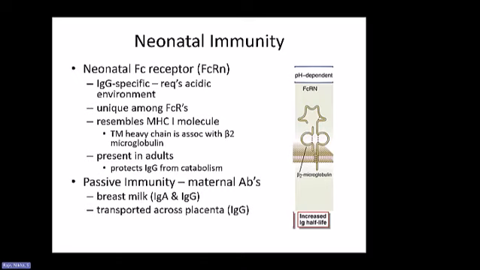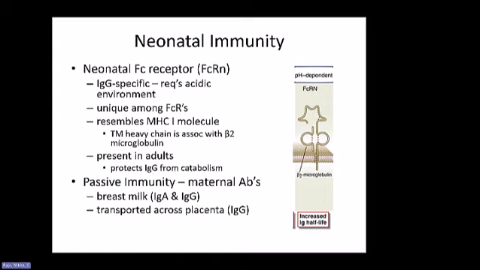Another one that I wanted to talk about is FcRn. N stands for neonatal receptor. It's the Fc receptor that is used for passive immunity. It helps with binding to IgG and keeping it from degradation for a longer time. That's how immunoglobulin G gets a longer half-life compared to other immunoglobulins.